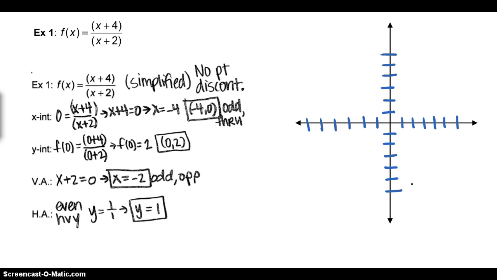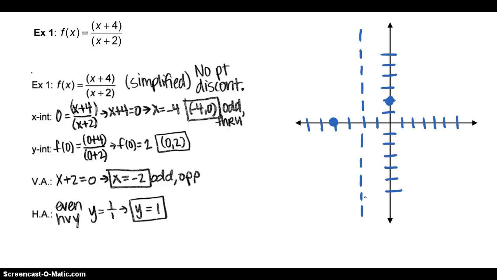The x-intercept is -4, 0, so we go to -4, 0 and pop a dot on there. Then our y-intercept is 0, 2, so we go to 0, 2 and pop a dot on there. The next thing is our vertical asymptote. Things cannot pass a vertical asymptote, and it says x equals -2, so we do a dotted line right through there. Then we have a horizontal asymptote of 1.